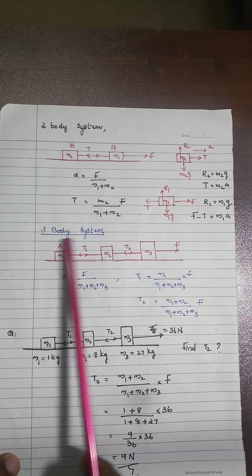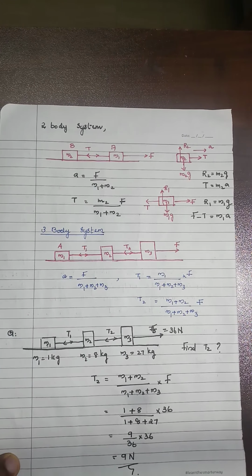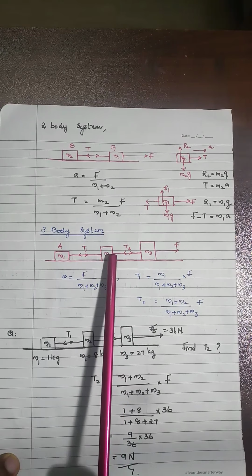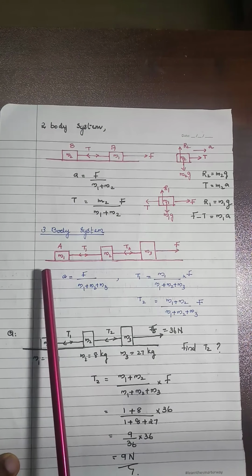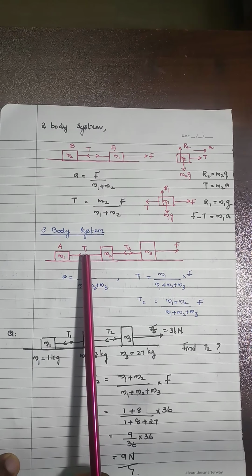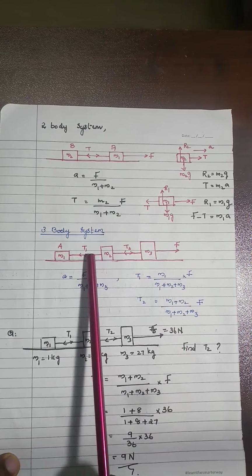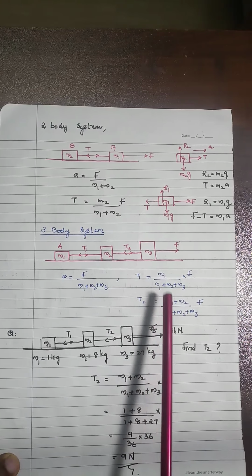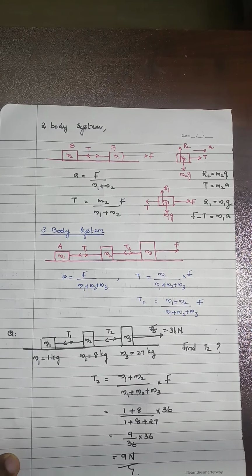Similarly for the three body system, what is the concept? Here the force F is acting, so you can easily find T2. The other masses are what? M1 plus M2 by the total mass into F. Then what about T1? The force is acting here, so the other mass is what? M1 by M1 plus M2 plus M3 into F.